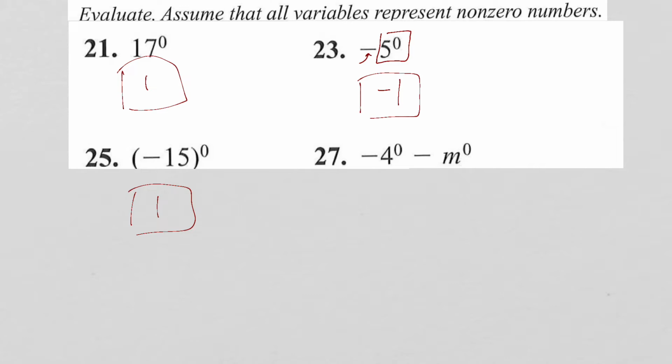Okay, now this right here, just this part is a 1. And then you tack this on and you get -1 minus, and this entire thing is 1. Because anything to the 0 power is 1. So now we have -1 minus 1. This is -2.